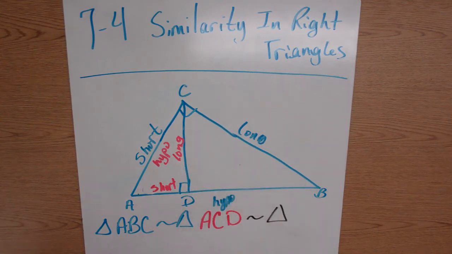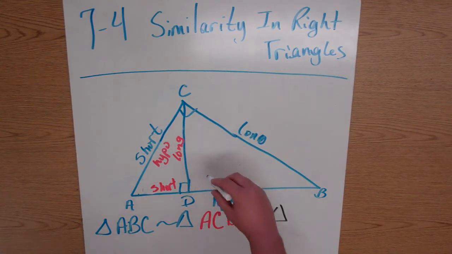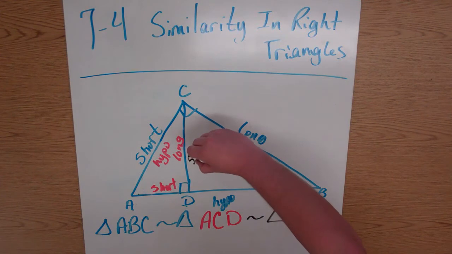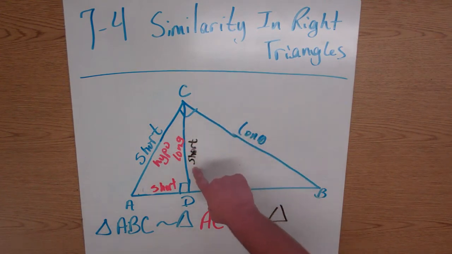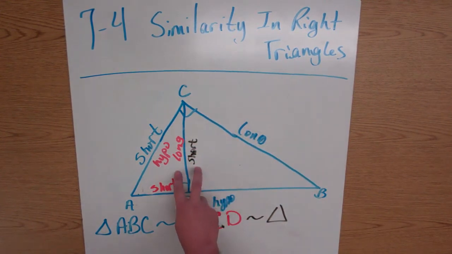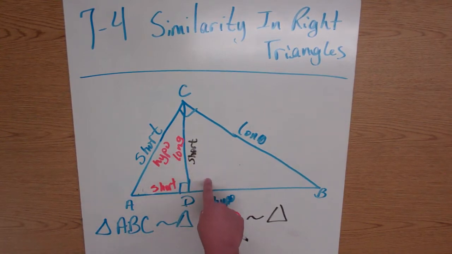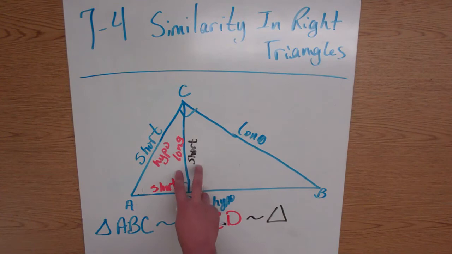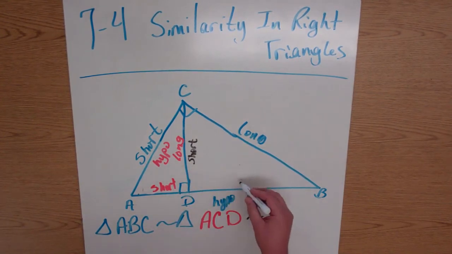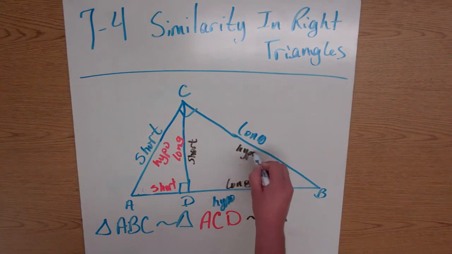Now let's look at this one here. If you notice now, this became our short leg. And it's okay if one leg changes, because this altitude here is the long leg in one triangle, but the short leg in the other. That's fine. That's how it happens. So that's our short leg, this is our long leg, and this is our hypotenuse.